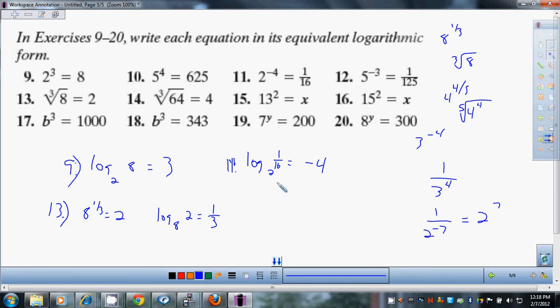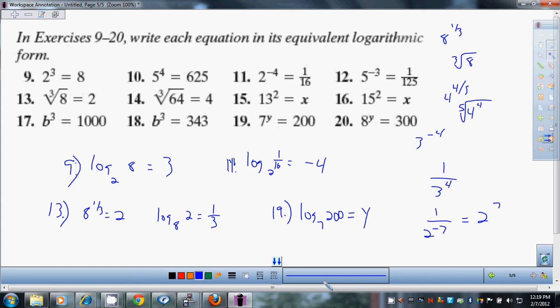Number 19. What would that one be? Eeny, meeny, miny. Tyler Bercy, what would 19 be? You always solve for the exponent when you're doing a log. So it would be log base 7 of 200. Everything else is good though. You just got those two backwards. Questions on anything from that page? That is all you have to do. No solving.